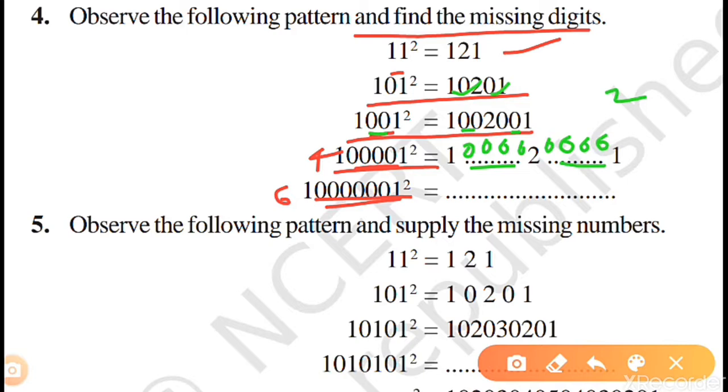Okay, so first you have to write 1, then 6 zeros should be there, 1, 2, 3, 4, 5, 6. Here the 6 zeros will be complete, then you will write 2, and then again you will write 6 zeros 1, 2, 3, 4, 5, 6, and then you will write 1. So this is the required answer for question number 4.